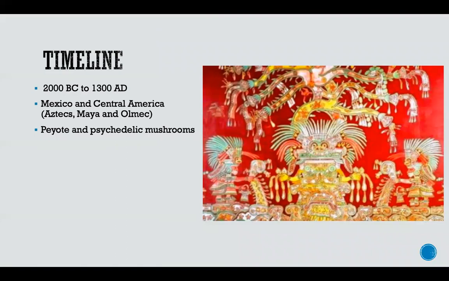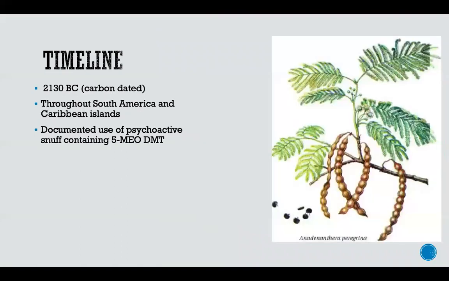Between 2000 BC and 1300 AD, the Aztec, Maya, and Olmec used peyote, psychedelic mushrooms, and many other psychedelic plants. Based on carbon dating of 2130 BC, there is evidence of 5-MeO-DMT in the Caribbean islands, which was used as a psychoactive snuff.